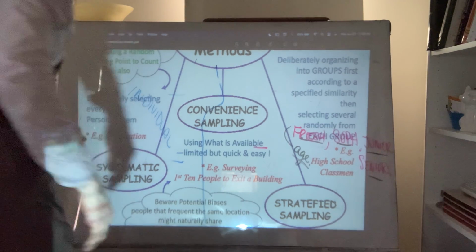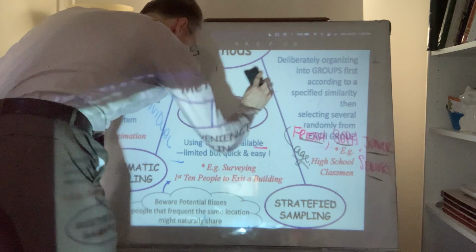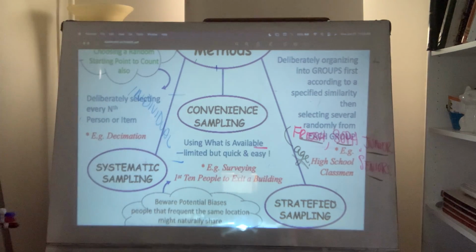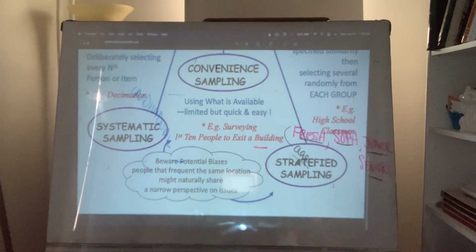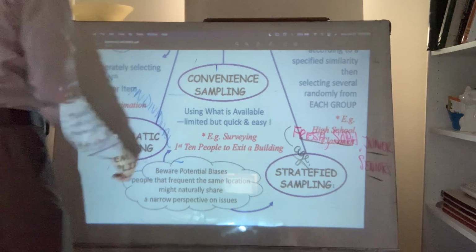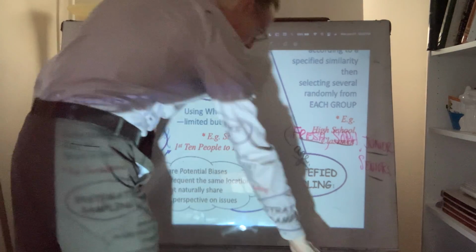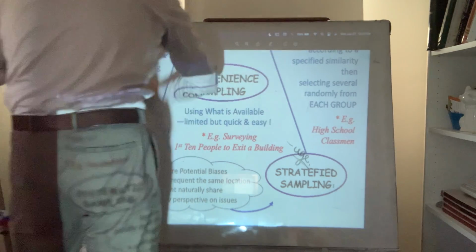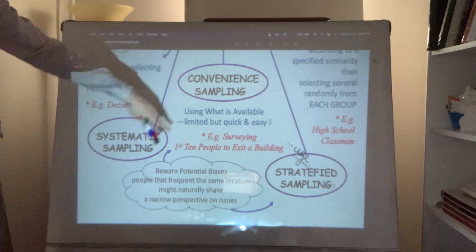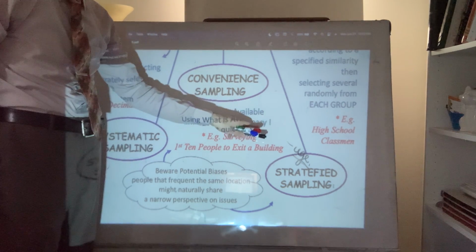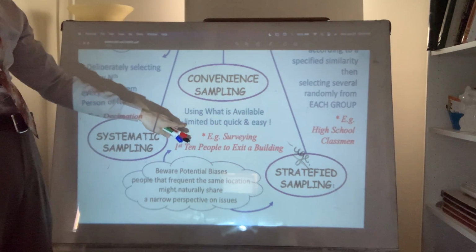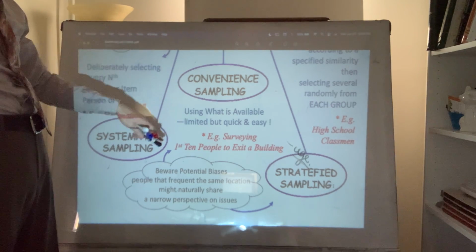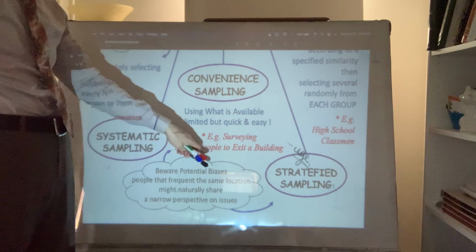All right. This last thing here, convenience sampling, again, is more or less an act of desperation. Using what is available, and it's quick. But it isn't necessarily reliable, which you have to be careful of. Get this out of the way, please. All right. Convenience sampling is exactly what it sounds like. It's limited, but it's quick and easy. To say it with the emphasis on it's limited: it's quick and easy, but it's limited. It's a convenience. An example would be surveying the first 10 people who exit a building.